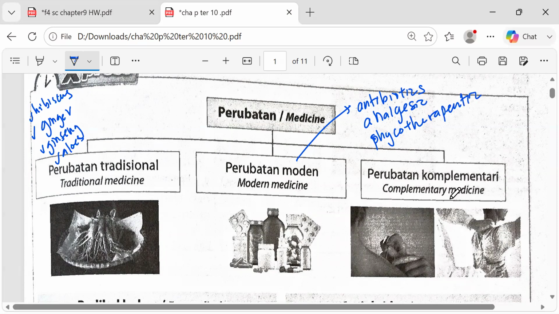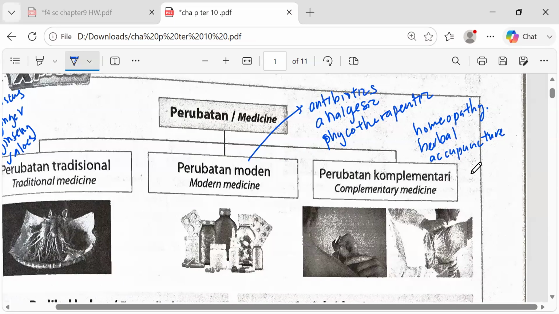Okay, complementary medicine: there is acupuncture, chiropractor, traditional massage, homeopathy, and herbal medicine. Herbal, homeo, and then acupuncture, and then chiropractor and traditional massage.